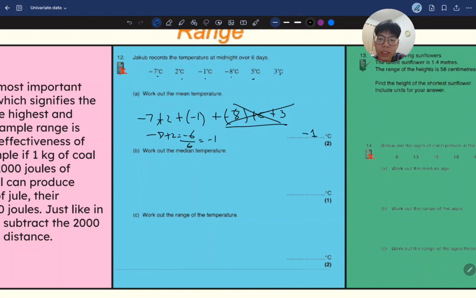Work out the median. What's the most middle one? So we should arrange it in order: -8, -7, -1, 2, 3, and 8.